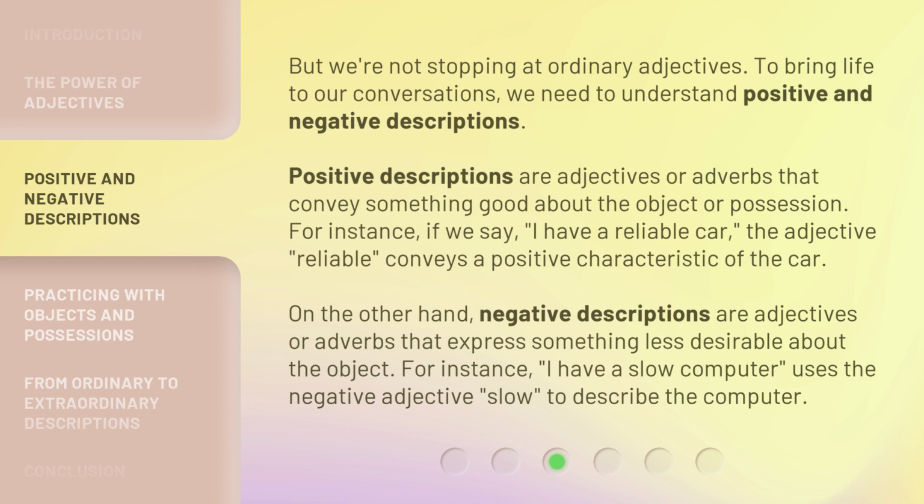Positive descriptions are adjectives or adverbs that convey something good about the object or possession. For instance, if we say, "I have a reliable car," the adjective reliable conveys a positive characteristic of the car. On the other hand, negative descriptions are adjectives or adverbs that express something less desirable about the object. For instance, "I have a slow computer" uses the negative adjective slow to describe the computer.